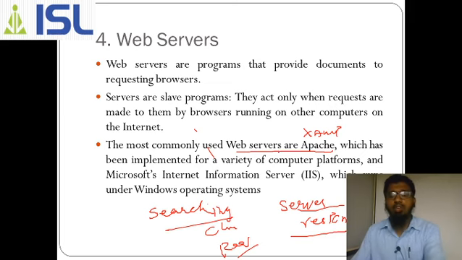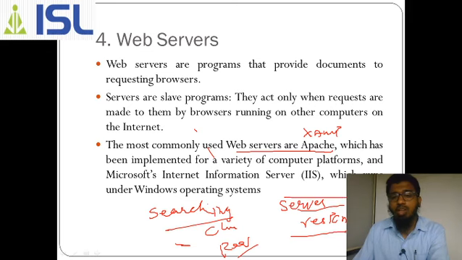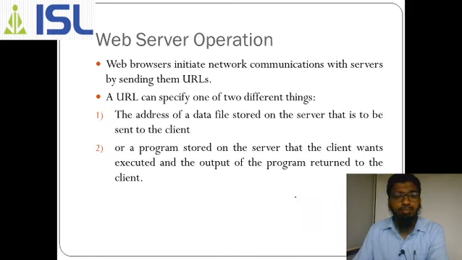Fine, web servers. So you got the idea. Web browser is client and web server is a server from where we will get the information. Web server operations: web browser initiates network communication with servers by sending them a URL. What is URL? Uniform Resource Locator. In the next coming slide you will see the full form of that.